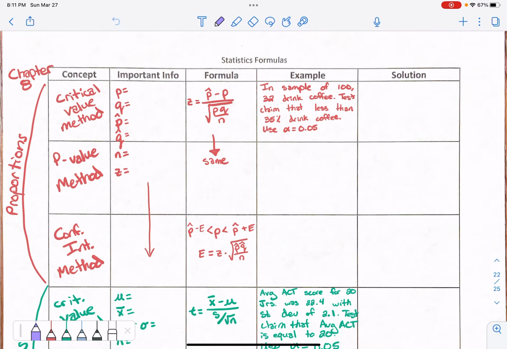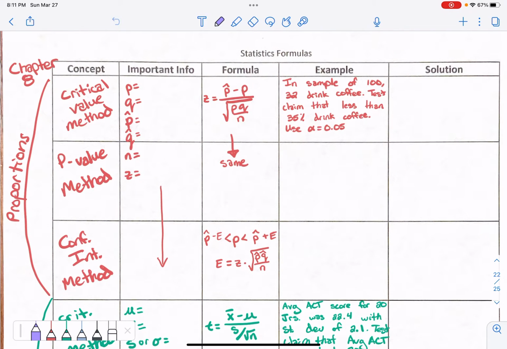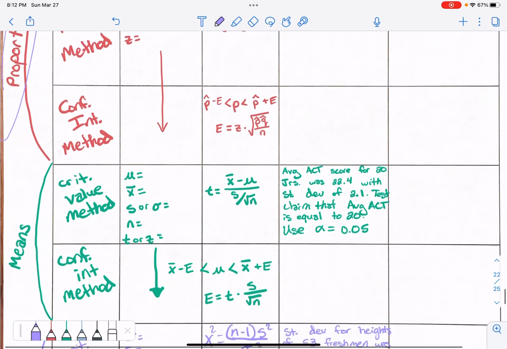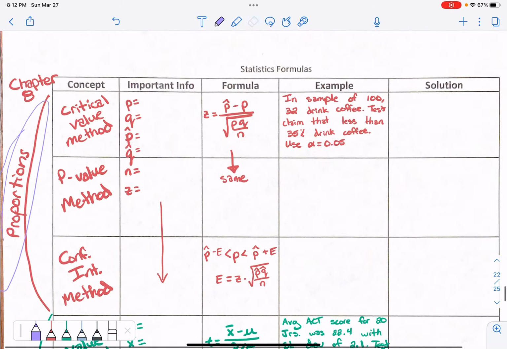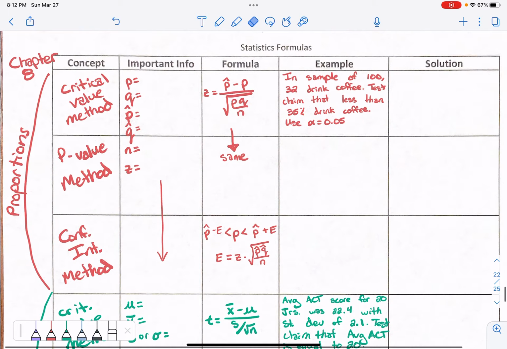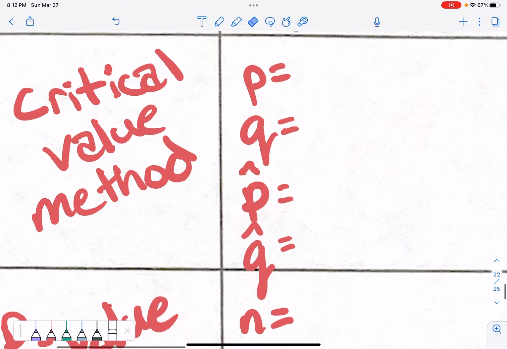So what I'm going to do is start off. We've got 3 sections to this chapter. The first one is proportions, which are listed off to the side over here. Then we have means, then we have standard deviations, okay? I tried to get some of that information written out to begin with, just to make things go faster. So if you want to pause and write all this information down, at least for proportions, these 3 rows, do that really quick, and then we'll go through and fill in example solution stuff, okay? So pause and go.